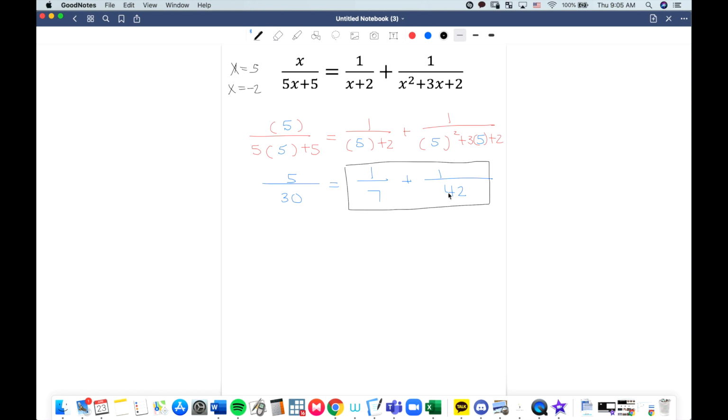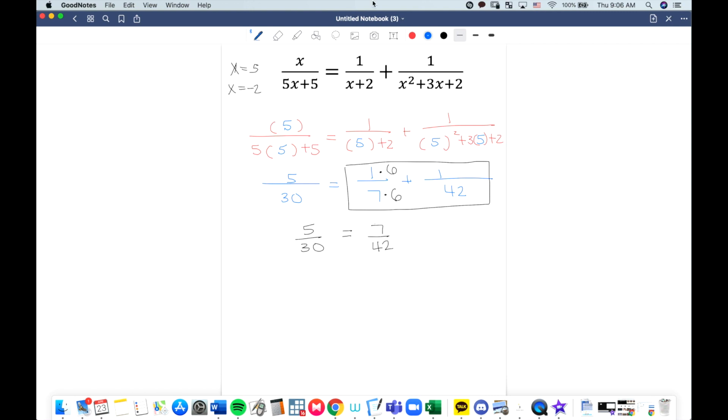So 7 can turn into 42 if you multiply by 6. Okay, so I am going to multiply numerator and denominator. So that's going to be 6 over 42 plus 1 over 42. And now I just add the numerator, so this is 7 over 42. Right? And now I just have to worry about these two.